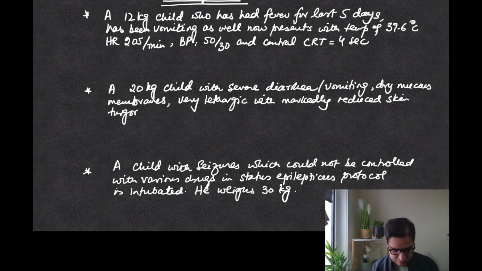Okay, then moving on, let's talk about some examples and that will clarify these things. Let's say a 12-kilogram child who has had fever for the last 5 days and he has been vomiting as well. Now he presents with a temperature of 39.6 degrees Celsius. He's got a heart rate of 205 beats per minute. His blood pressure is 50 by 30 and he's got a capillary refill time around 4 seconds. So this criteria tells you that this child is in shock. He is in a hypovolemic state.